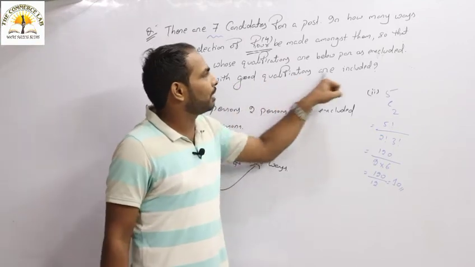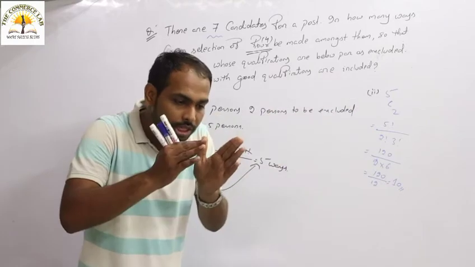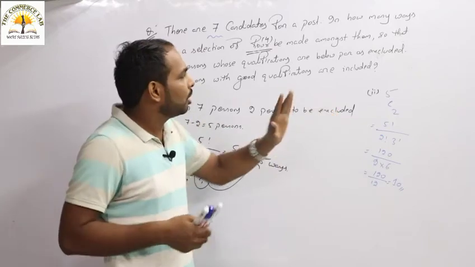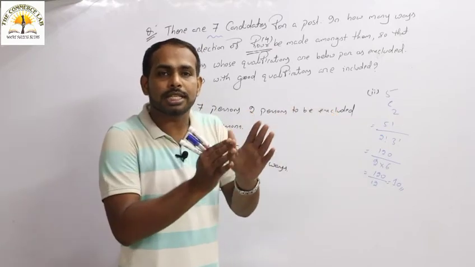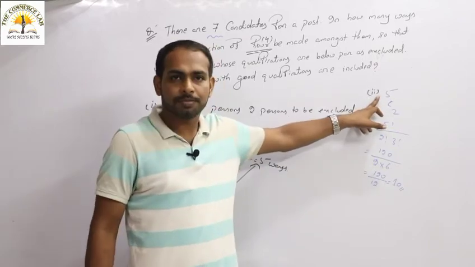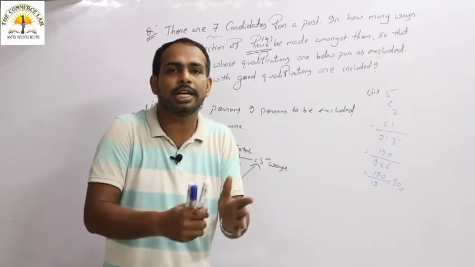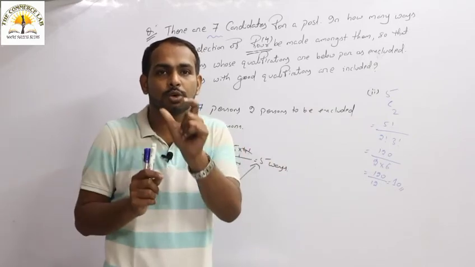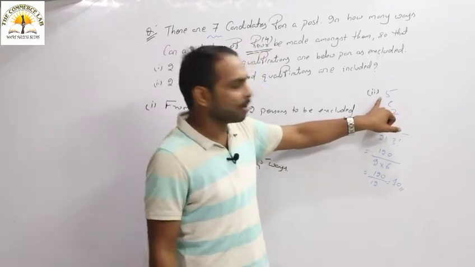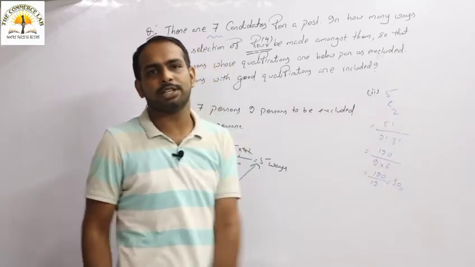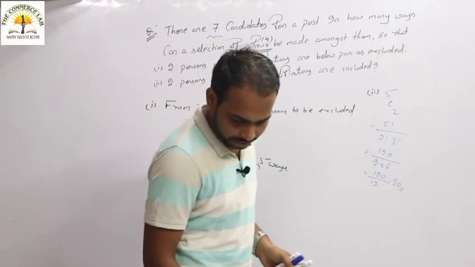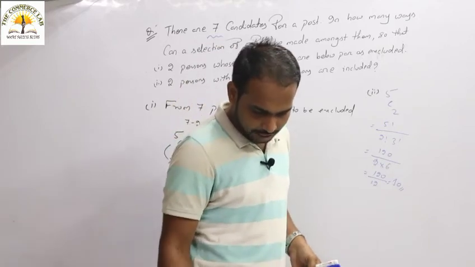Two persons with good qualifications are included. That means these two persons are already selected among the seven. So five persons are left from the seven, because two are already selected. From the left five persons, we have to select two more persons, because total four members we have to select. Right? So from the five persons we have to select two, then 5C2, then in 10 number of ways we can select this one. Fine. Then come for another part.